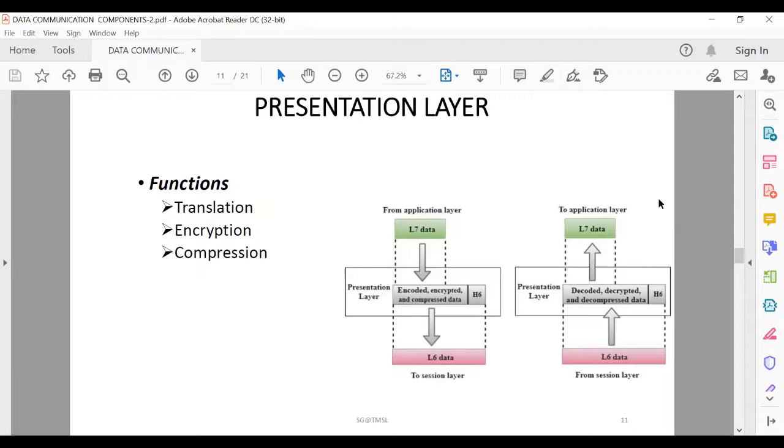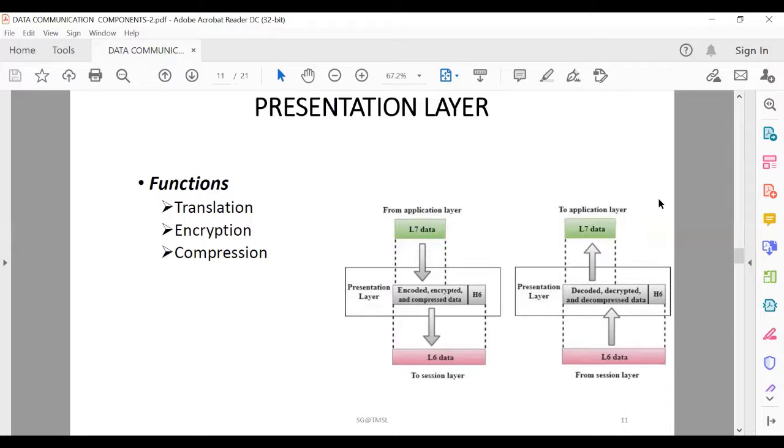Now, different functions are available, like translation, encryption, and compression. In translation, the processes in two systems exchange the information in the form of character strings, numbers, etc. Different computers use different encoding methods. The presentation layer handles this interoperability between the different encoding methods, and it converts the data from sender dependent format into a common format, and changes the common format into receiver dependent format at the receiving end site.